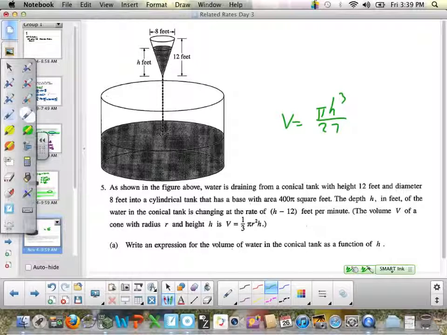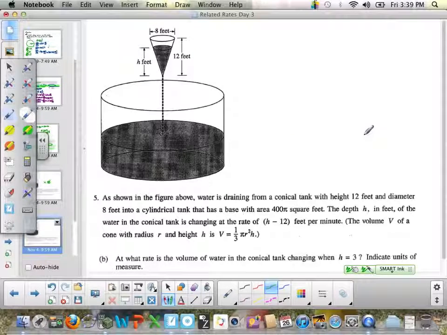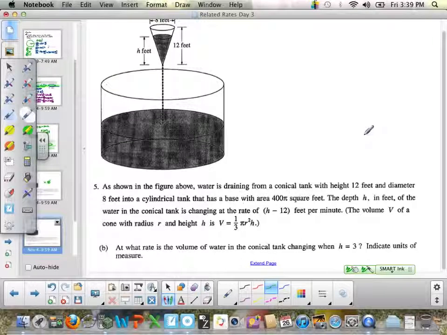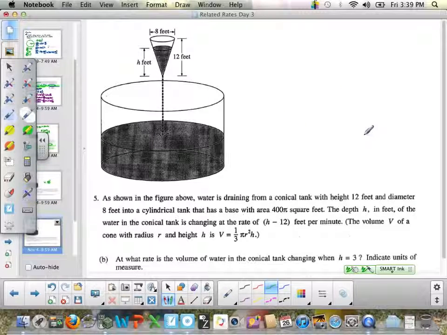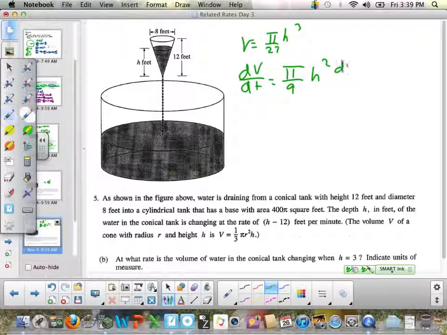So we look at part B. At what rate is the volume of the water in the conical tank changing when h equals 3? So if we go back, we get our equation. Volume equals pi h cubed over 27. I'm going to write it like that so I can treat pi over 27 as a constant. At what rate is the volume changing? Well, let's do dV/dt equals 3 times pi over 27, which is pi over 9, h squared dh/dt. We take our derivative.